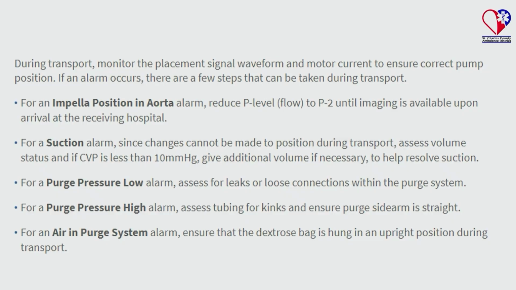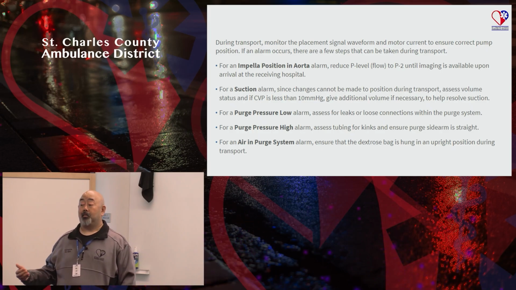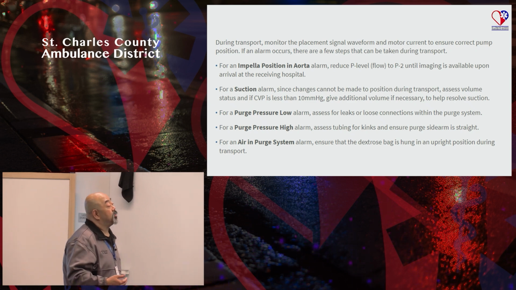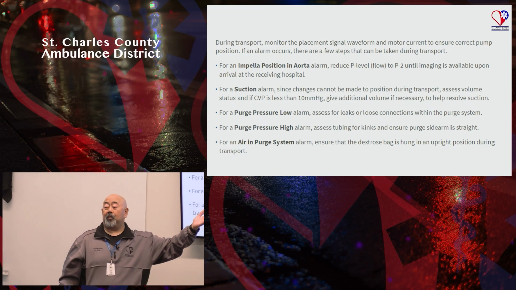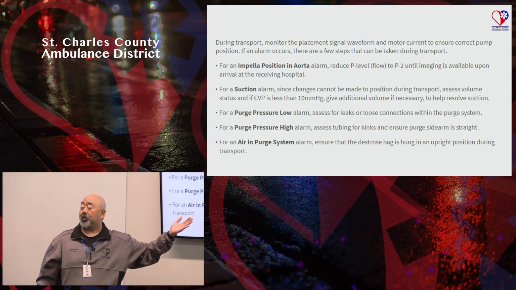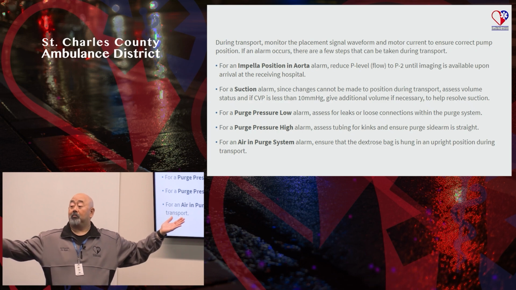Okay? Suction alarm. Now this is something that's very satisfying because this is something that you may in fact be able to help with. A suction alarm means that for whatever reason, that motor is detecting some type of obstruction. A lot of times it's just because there's not enough volume. So one of the things that you can do, especially if the CVP is less than 10, and most of these patients will also have central venous pressure monitoring. CVP is less than 10 and you have a suction alarm, what should you do?